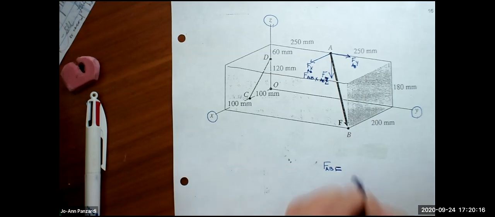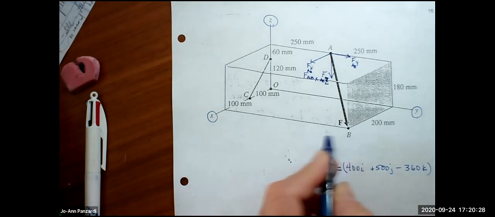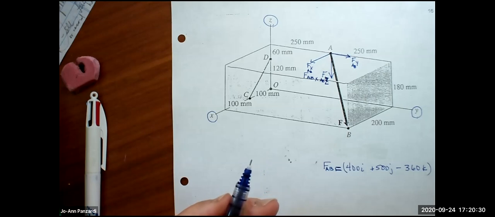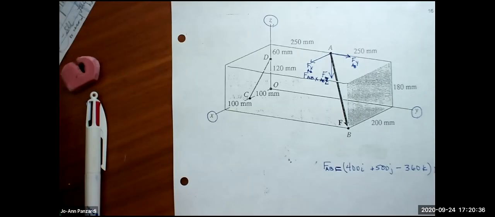Yeah, so it's 400i plus 500j minus 600k. And the units, what are the units, Angel? It's going to be in newtons. Right. And I didn't tell you what the original value was, but can you find what the original value of force was?